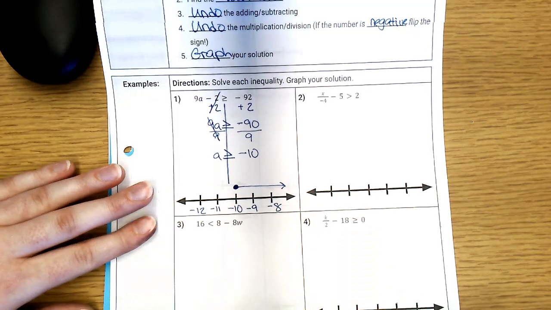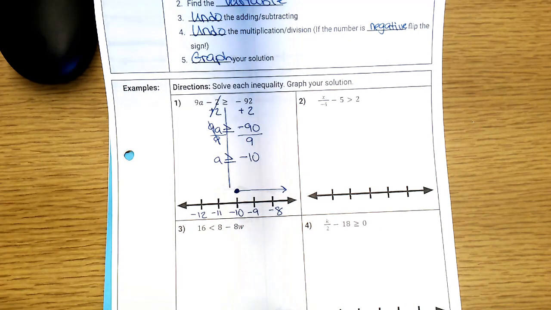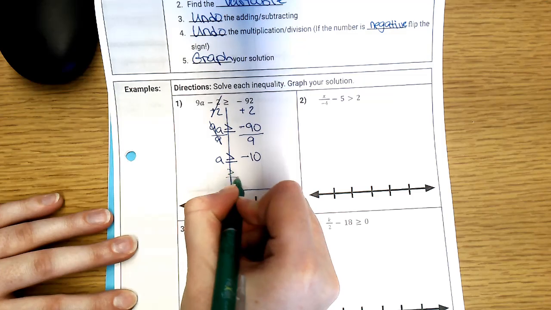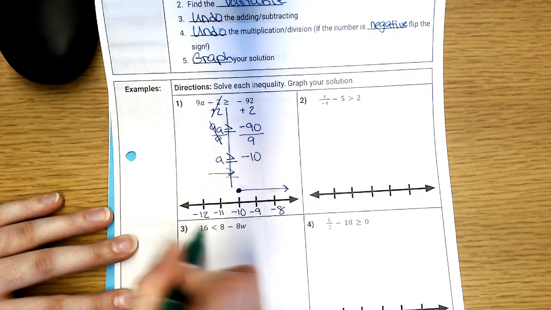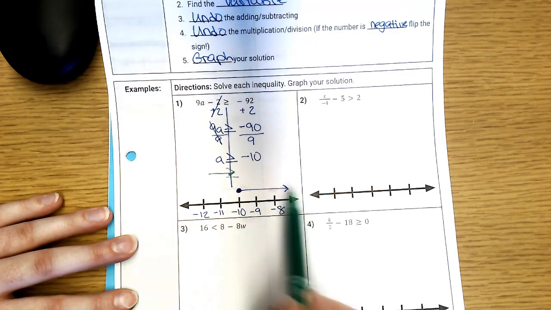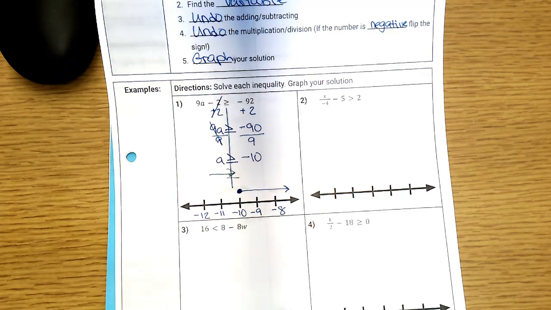We could also say, hey, I see that this symbol here could just be made into an arrow that points this way. That means my inequality will go that way. Okay?